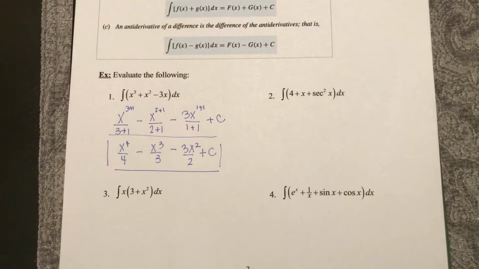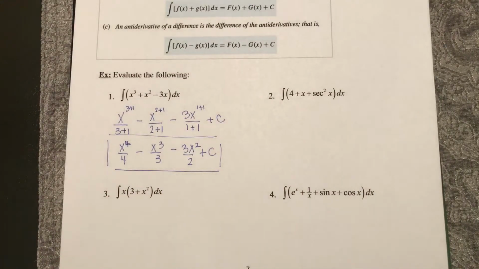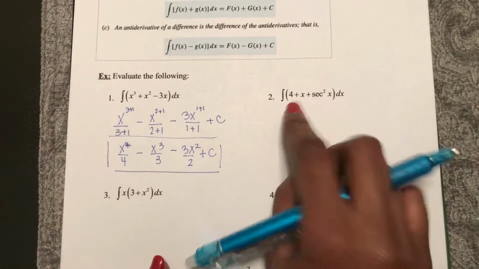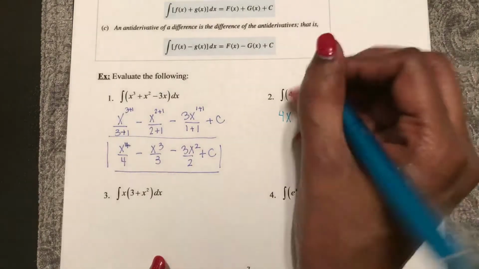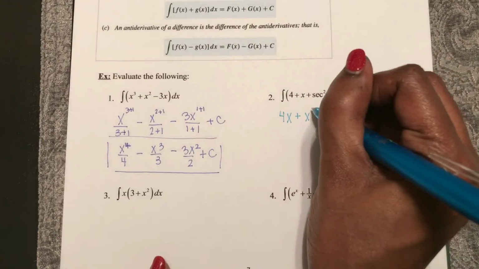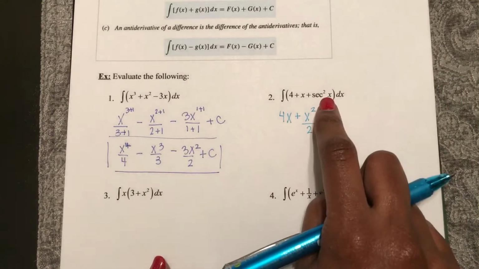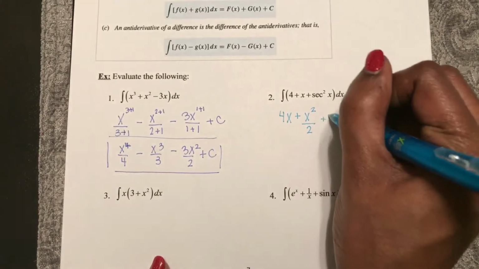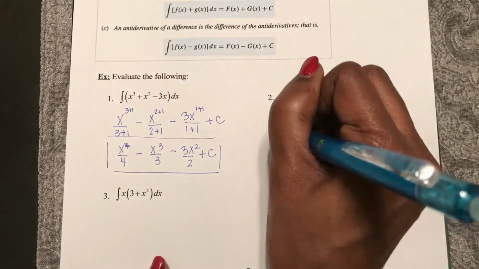So once again here, in number 2, we're trying to find the antiderivative, the integral of this function. Well, what's the derivative of 4? For x, the integral of x is x to the 1 plus 1, which is 2, divided by 2. And the antiderivative of secant squared is tangent x plus c.